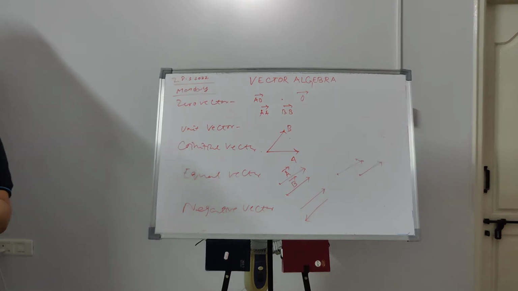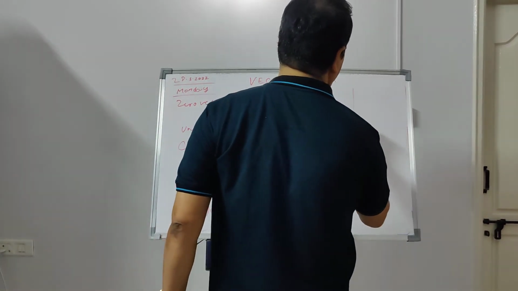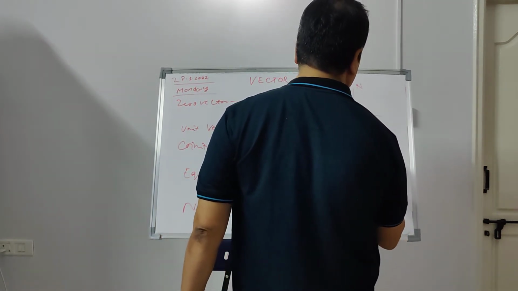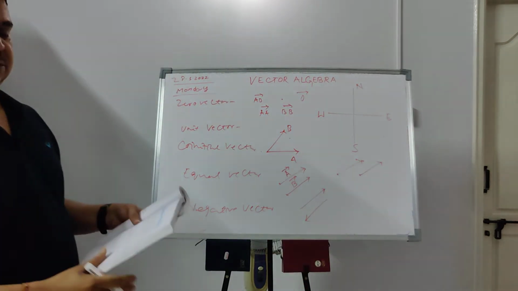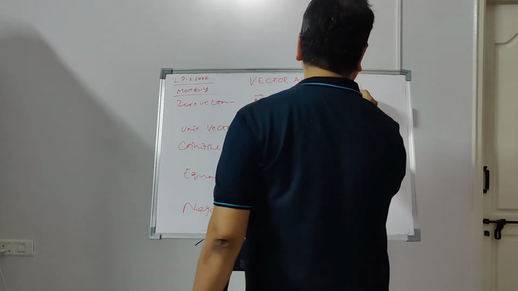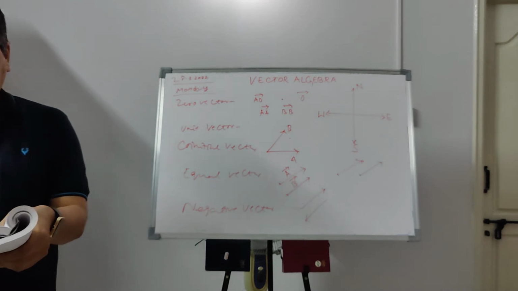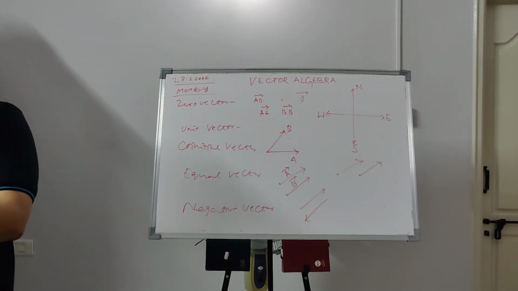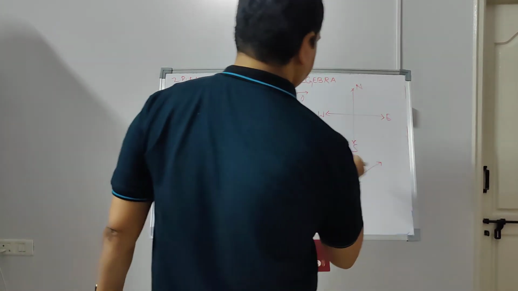Okay. So we know this is our map, the way we represent. This is my north, this is my south, this is my east, and this is my west. So the question is: represent graphically a displacement of 40 kilometer 30 degree west of south.